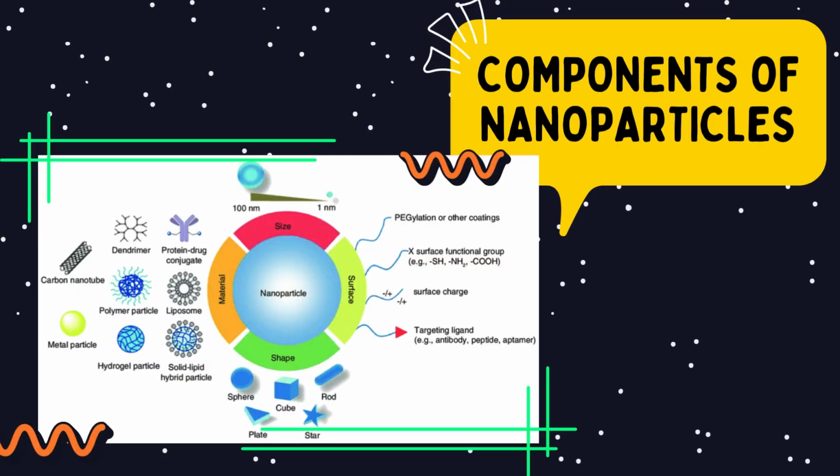This is a general image of the components of nanoparticles. We can see the size of nanoparticles is within the range between 1 and 100 nanometers. For the material, there are multiple types of core material that we can use. And for the shapes, there are different shapes of nanoparticles that we can apply, and also a variety of surface modifications that can be used.